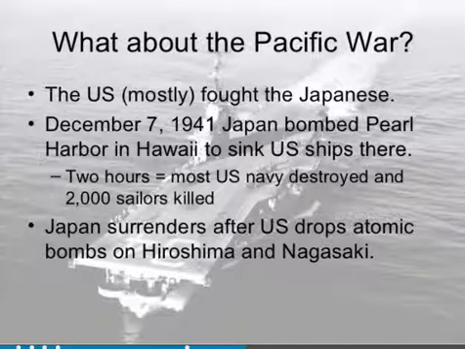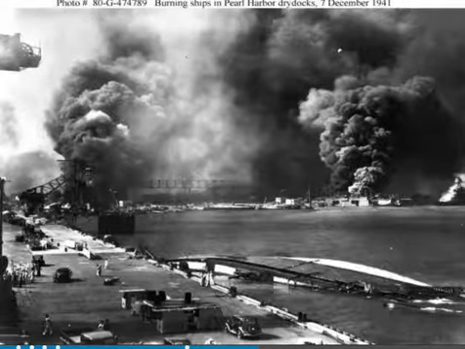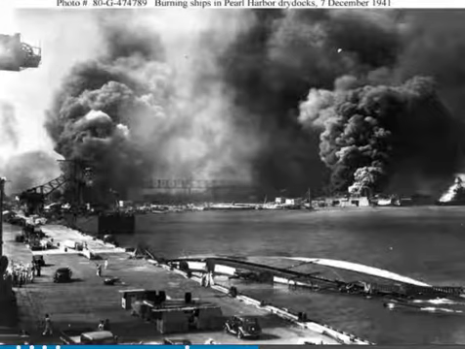The U.S. mostly fought the Japanese. On December 7th, 1941, Japan bombed Pearl Harbor in Hawaii to sink U.S. ships there. In 2 hours, most of the U.S. Navy was destroyed and 2,000 sailors killed. Japan surrendered after the U.S. dropped atomic bombs on Hiroshima and Nagasaki. And I guess the picture of it.